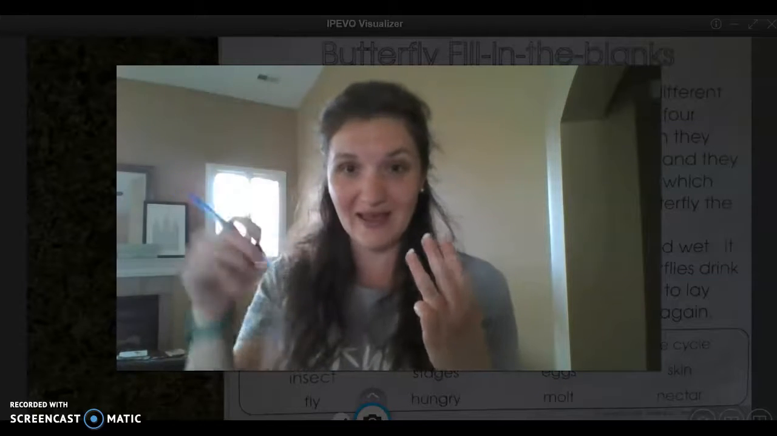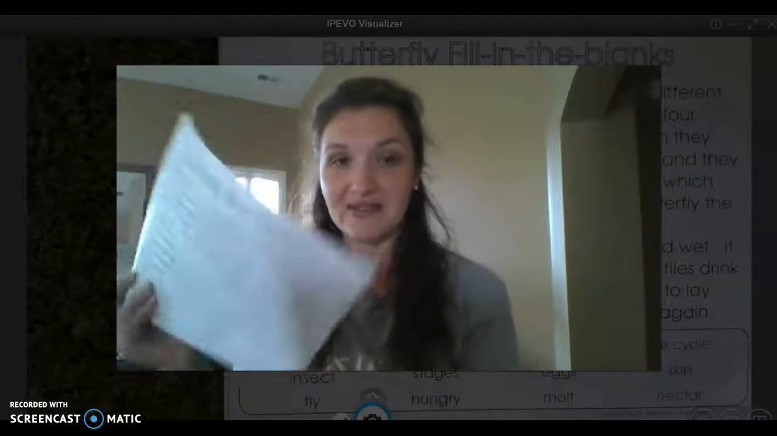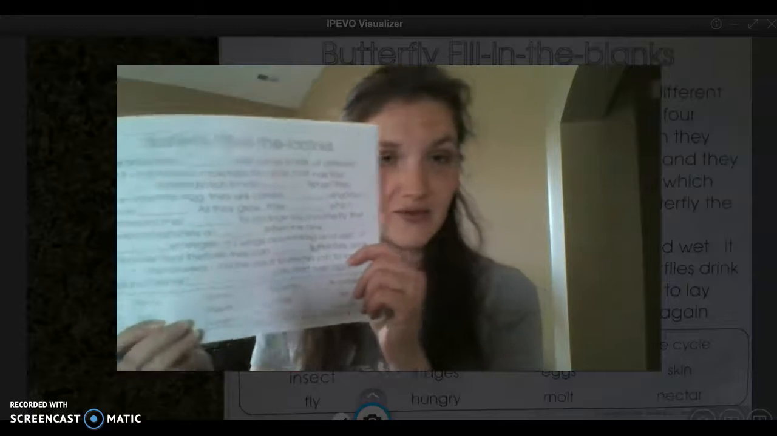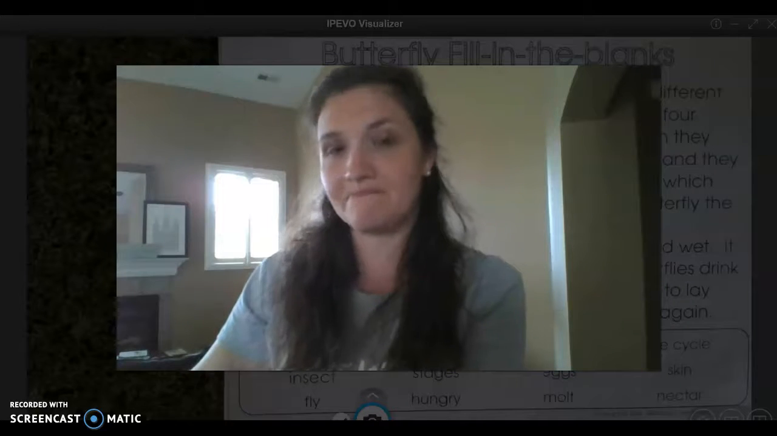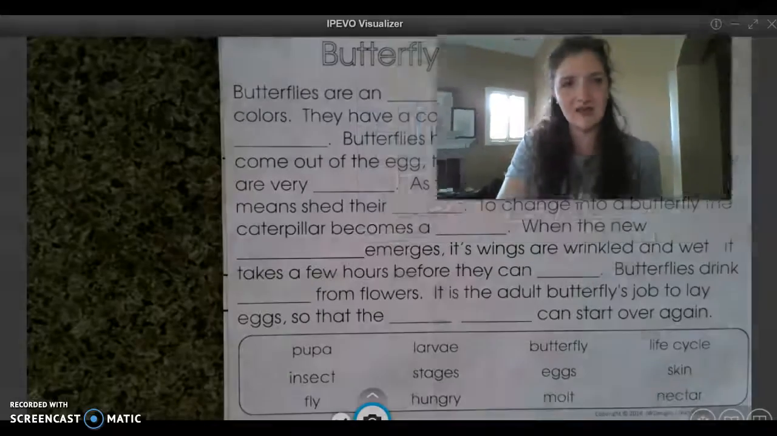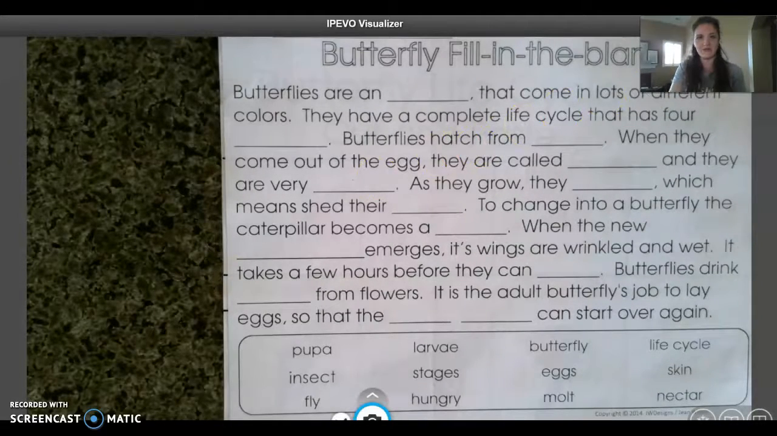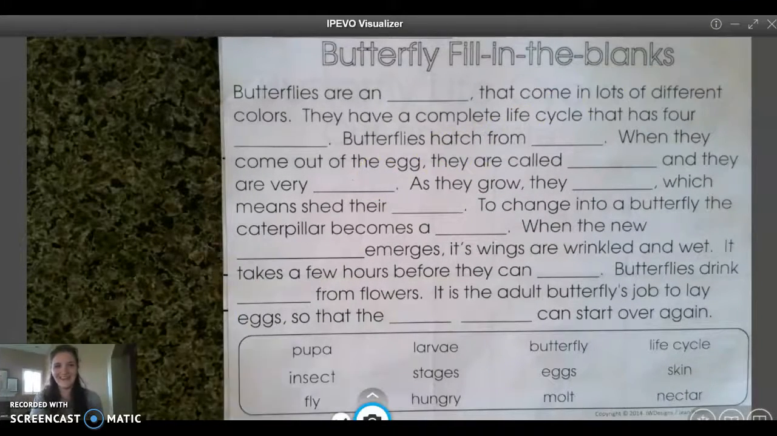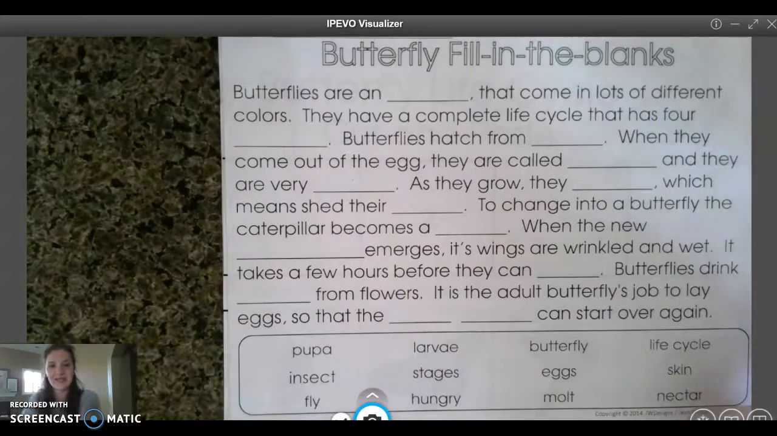So in your packet, and they're probably toward the back of your packet, there are 3 different stapled packets of life cycle pages. Okay, and I want you to find the one about butterflies. That's the one that we are going to start with, okay? And we're going to do it together because we would be doing it together in class. So I'm actually going to move over to this corner for now, okay? And we are going to read and learn about butterflies, okay?